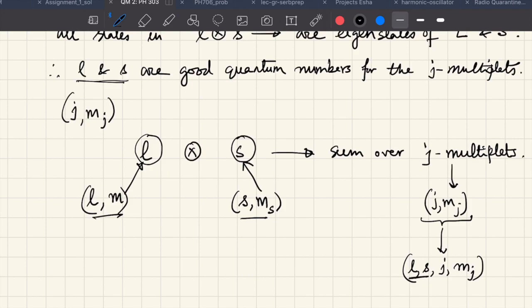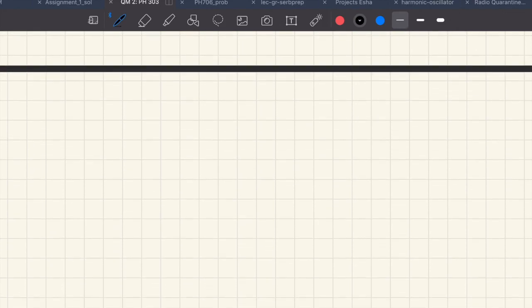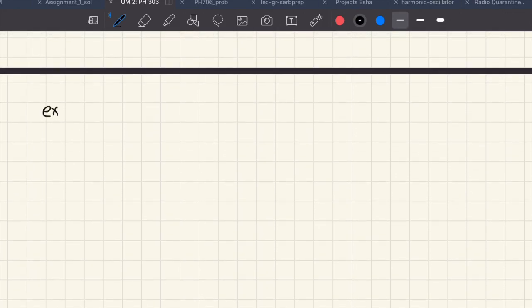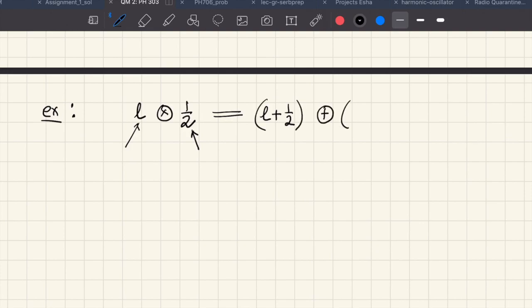So, therefore, as an example, let me think about this tensoring. L tensored with half, the spin half. This is orbital L and this is spin half. So what do we expect? We expect nothing but L plus half and a direct sum with L minus half. Now remember, what is this object? This is your J max. You have encountered all these things in your PH 204, and this is your J min.